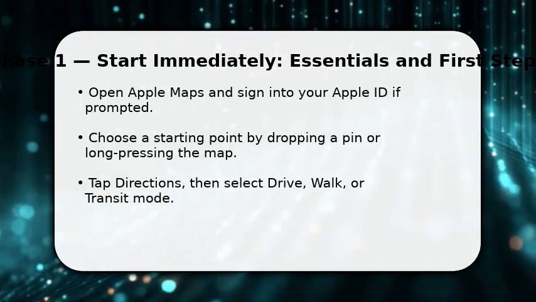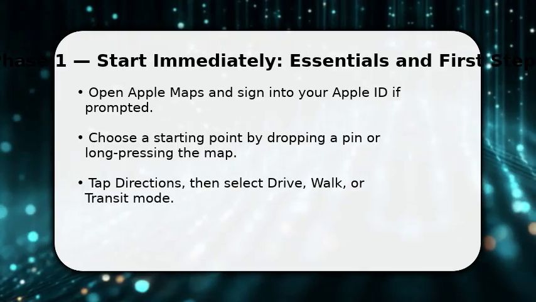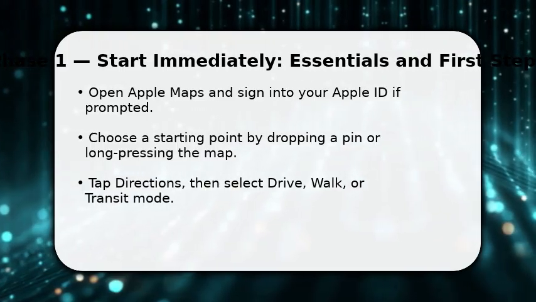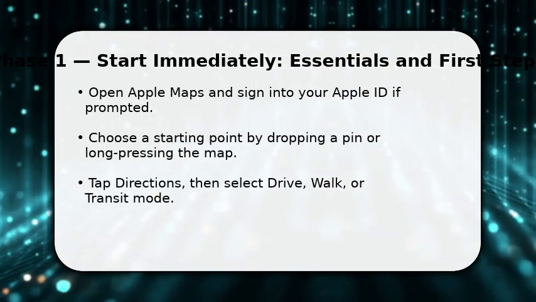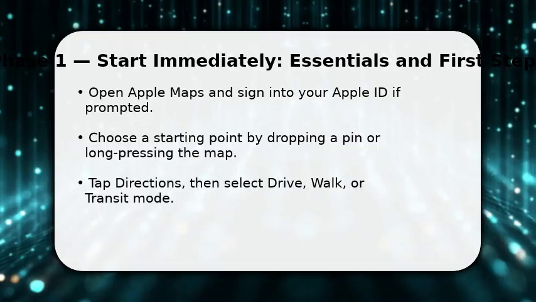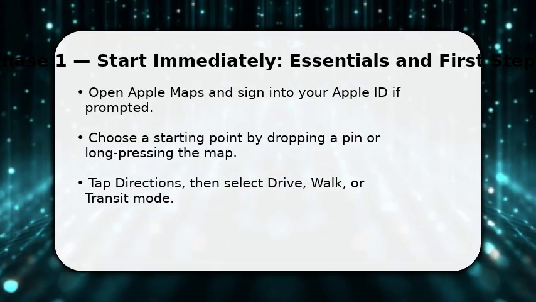You then add your first waypoint by long pressing the map or tapping an address and choosing Add Stop. This creates the building blocks of your custom route. As you do this, the app recalculates. Make sure to watch the preview line to confirm direction and travel mode.